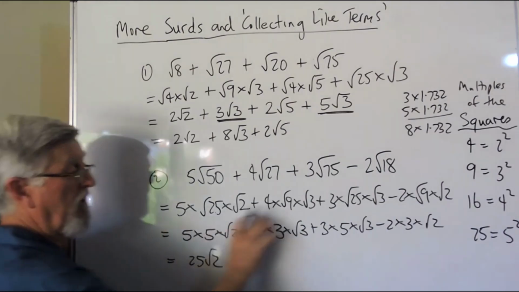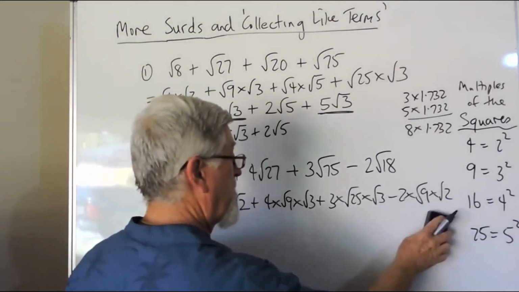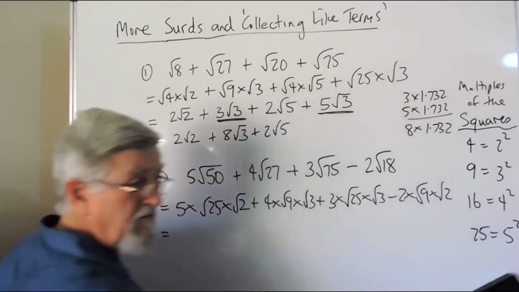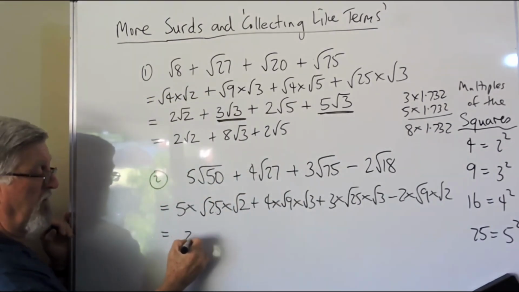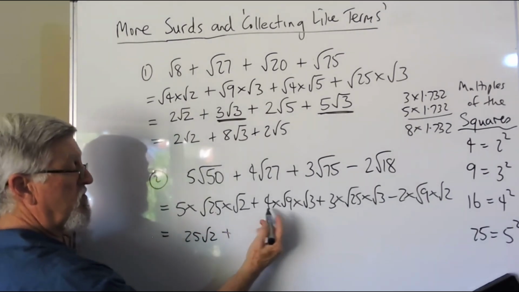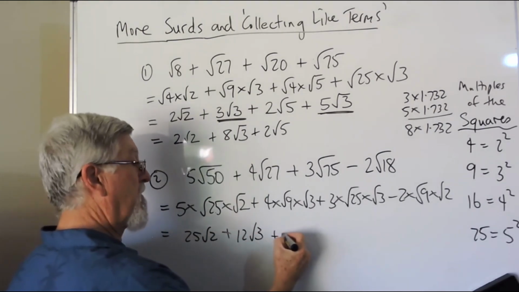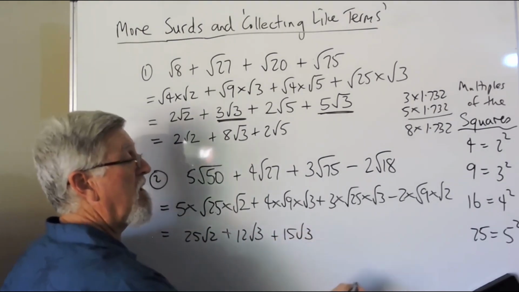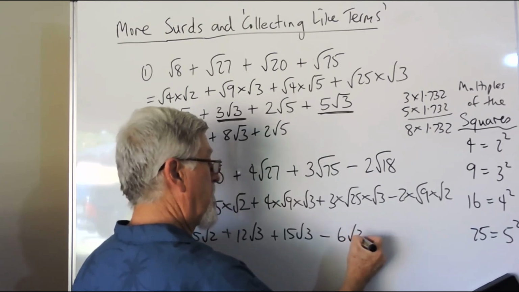What I don't like about all of this is that it's very, very cluttered. And when things are cluttered, people make more silly mistakes. So let's go back to this one. 5 5s are 25 root 2. 3 4s are 12 root 3. 5 3s are 15 root 3. 3 2s are 6 root 2.